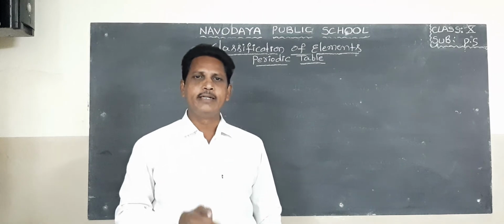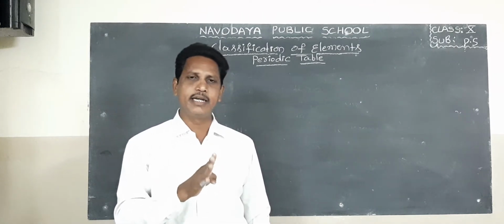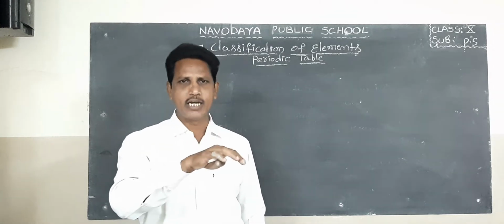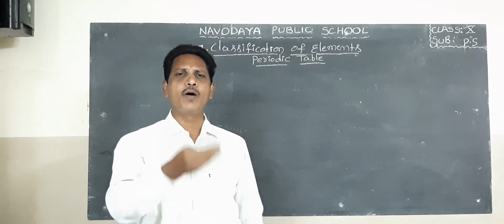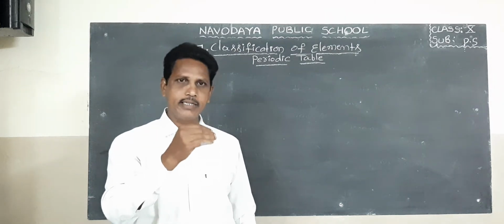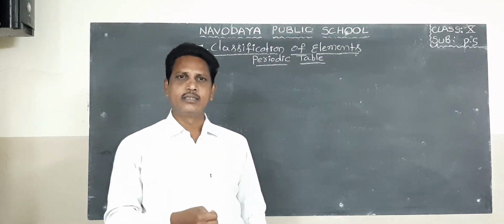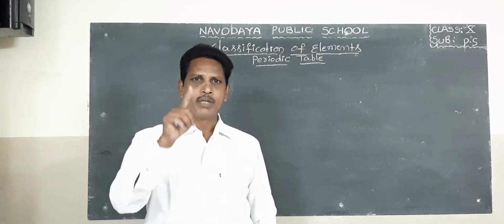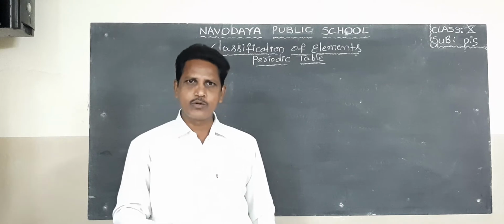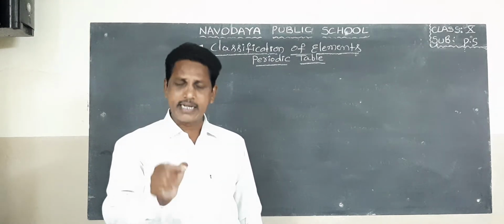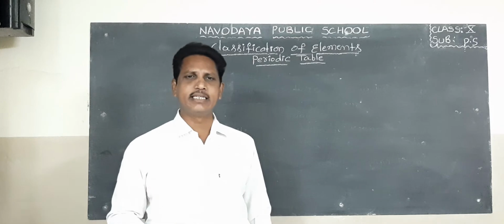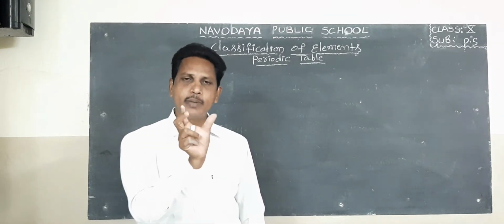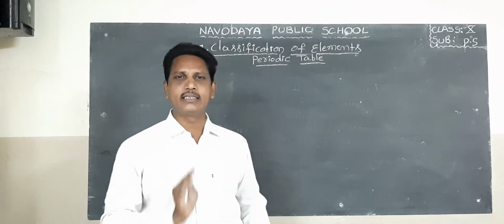Left to right in a period, atomic size or radius decreases. This is because more electrons are added in the same main shell, so the nuclear attractive power, the positive charge, increases over the valence electrons. That's why the size of the atom decreases. Next, ionization energy. From top to bottom in a group, ionization energy decreases because the size of the atom increases. Left to right in a period, ionization energy increases because the size of the atom decreases.